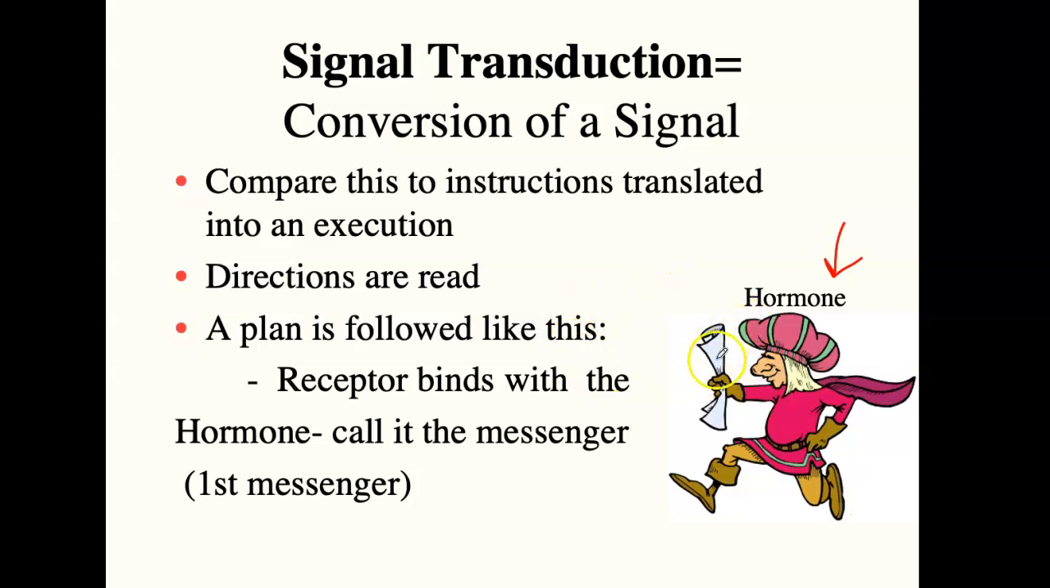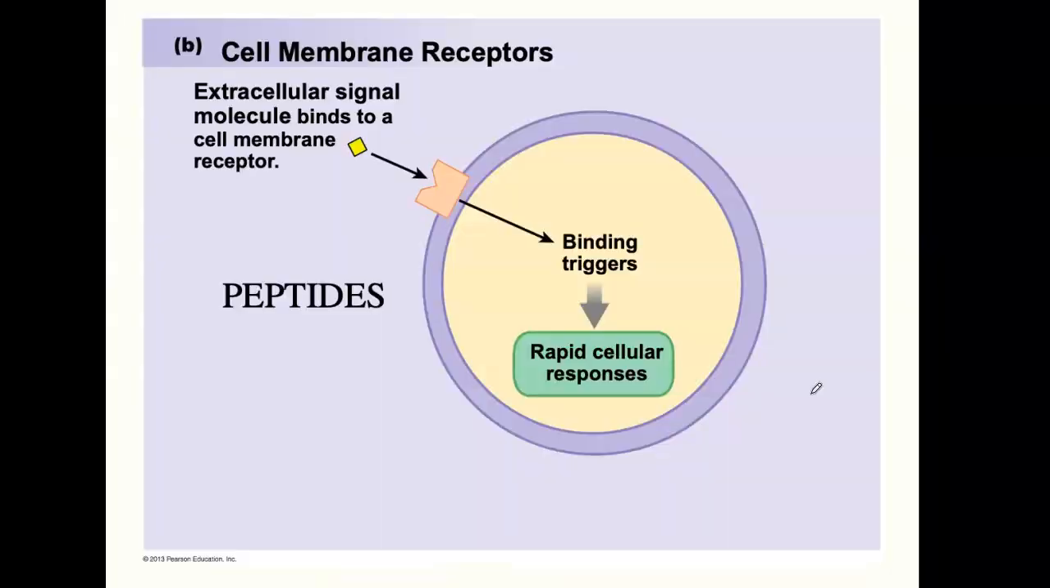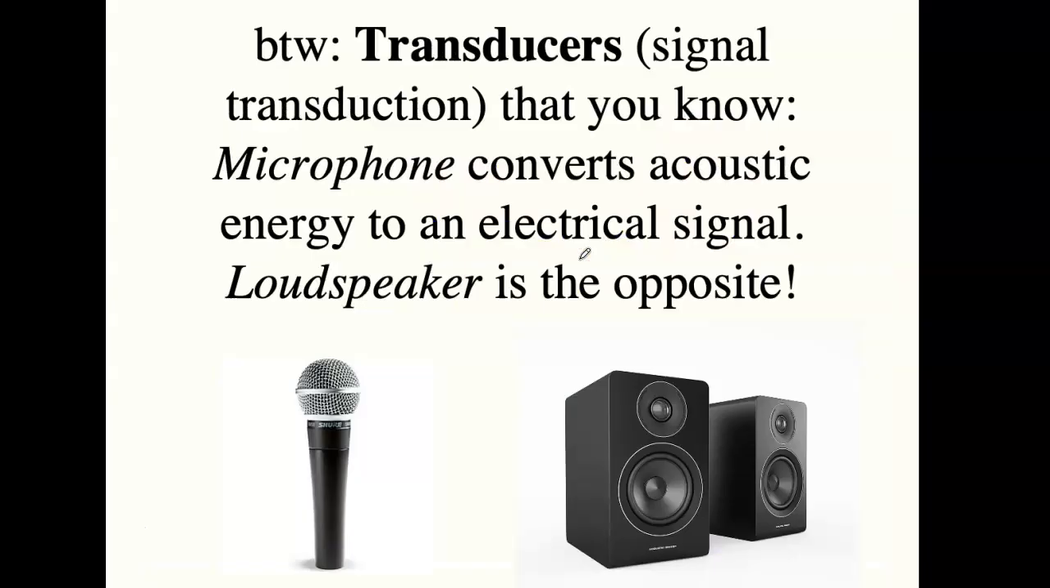So this receptor then binds to the hormone. We're going to call this guy the first messenger. And it's going to generate some sort of result. So I want to show you how this hormone here is arriving at that receptor, and then that receptor is going to change something. So I'm going to backtrack to that slide of the microphone and tell you that these two are transducers.